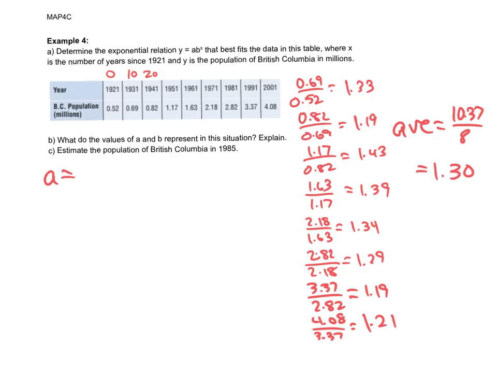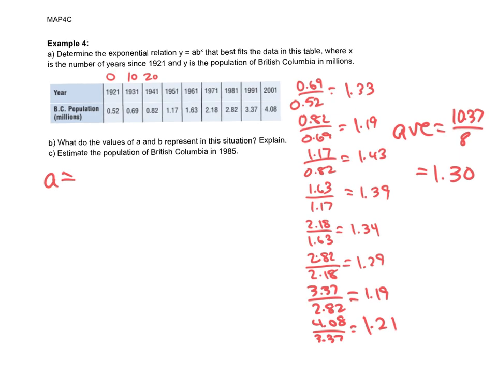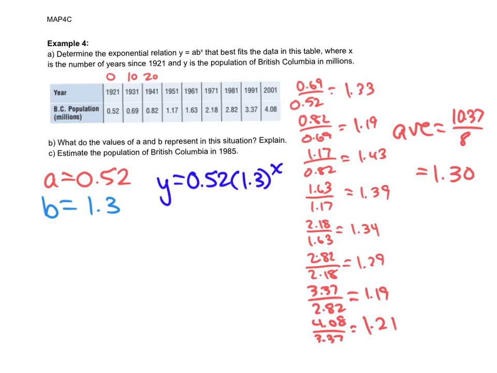And of course, we're going to start with our 1921 population, which in millions was 0.52. Our growth rate is 30%, so our growth factor would be 1.3. And so this is going to give us an equation of y equals 0.52(1.3) to the power of x. And we can use this to estimate the population of British Columbia in 1985.